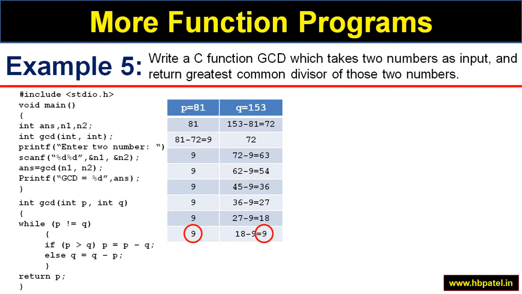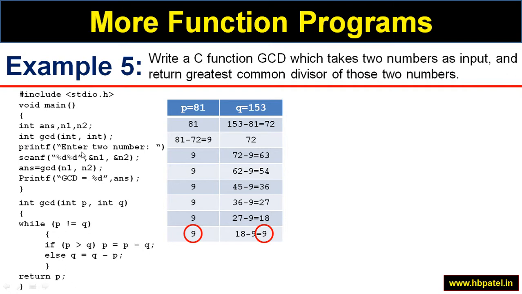Now how do I call this function? Let us write the main function for this. So we have answer, n1 and n2. The function declaration is integer GCD integer. GCD is a function with two integer arguments and it returns one answer, which is also of type integer.